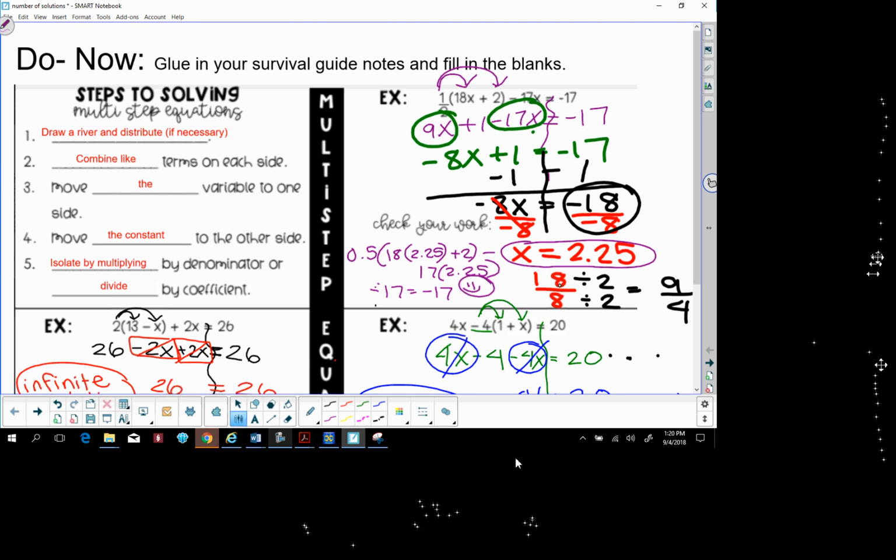So this would be one solution. The only time this x would be plugged in and get negative 17 is when x equals 2.25. So if you get x equals a number, any number, it could be 1,520.2468, if you get anything equals x, you know it's one solution. If it ends up equaling 0 equals 0, or a number equals the same number, it's infinite. And if a number equals a different number, no solution.